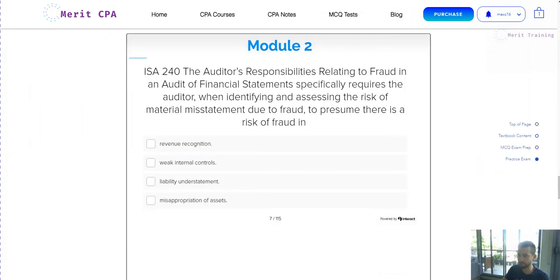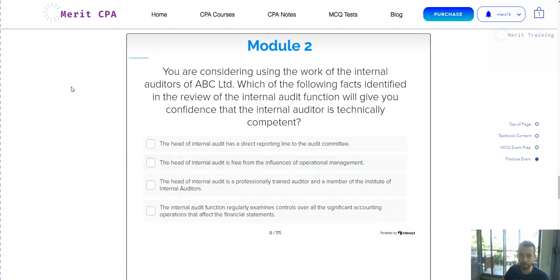So basically what that means is, even if it's a pretty good company, like you're auditing Apple or whatever, you should just automatically assume that there is risk of fraud until you've proved otherwise that there isn't. So the answer is A, revenue recognition. Cool. All right, next question.